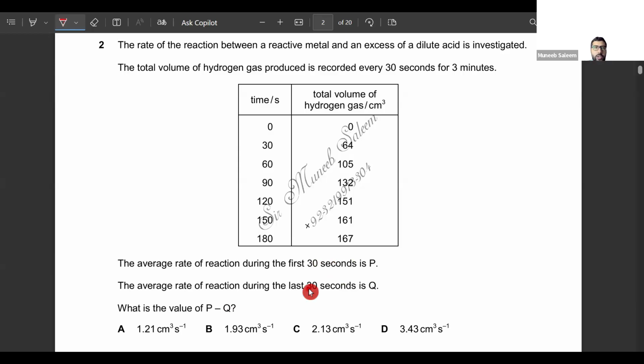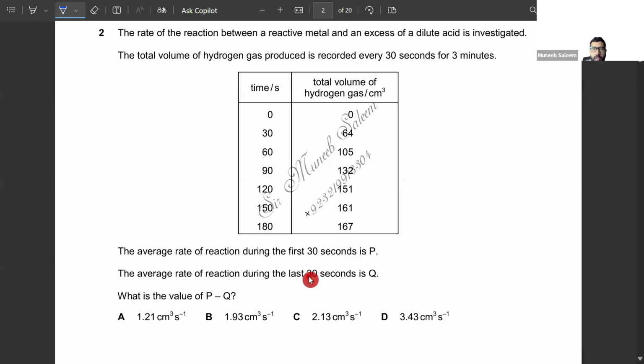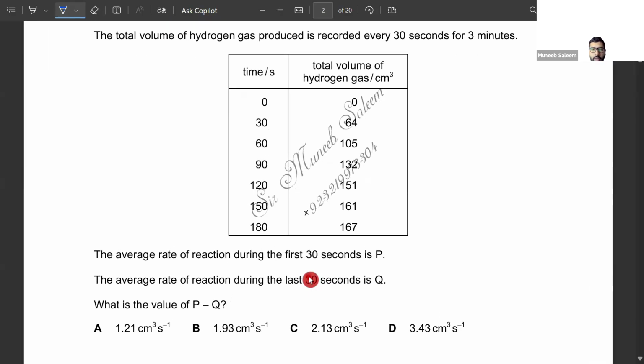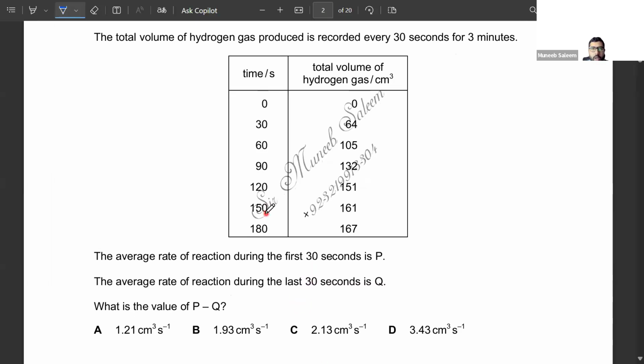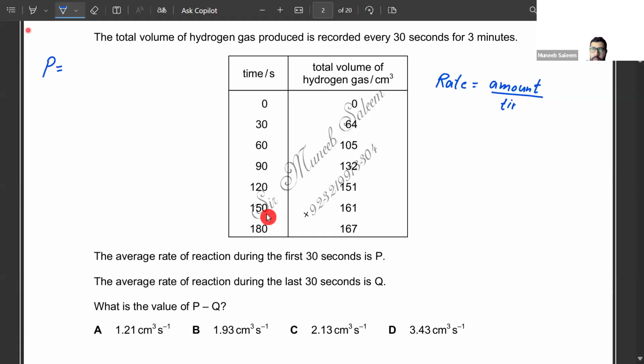So what we need to do is to separately calculate the values of the rate of the reaction for the first 30 seconds and for the last 30 seconds. Now I'm going to calculate that value. The P is stated as the average rate for the first 30 seconds. You should remember the rate is always represented as amount divided by time. This is the formula to find the rate.